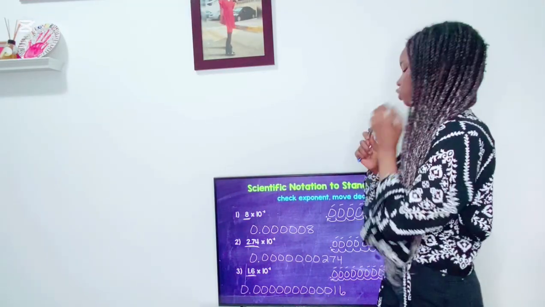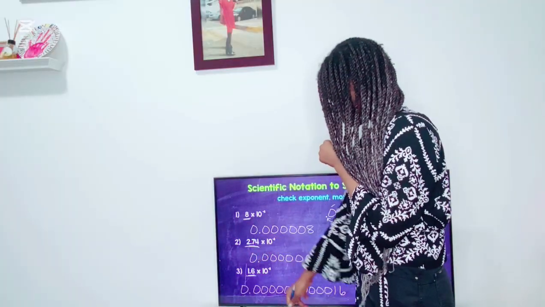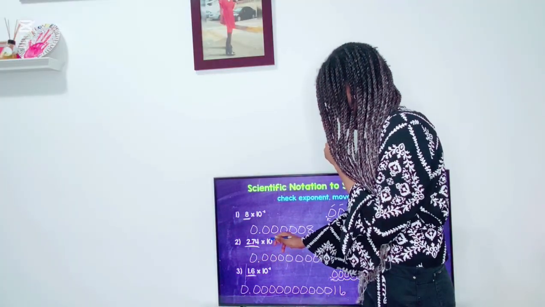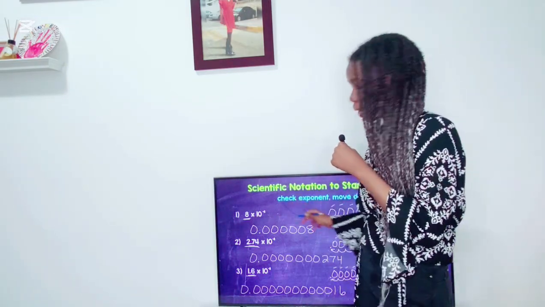Let us move over to number 2, which says 2.74 times 10 raised to the power of negative 8. The first thing we have to do is to check our exponents, okay?